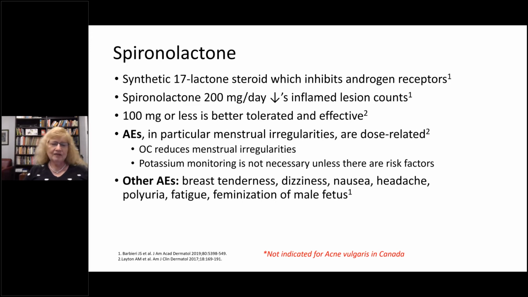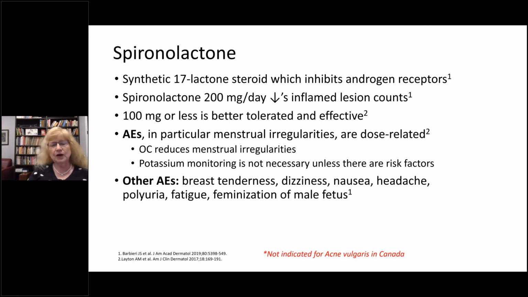You can have breakthrough bleeding. Sometimes people will have breast tenderness. I used to monitor potassium because it does tend to retain potassium. I used to monitor on people, but it's no longer necessary unless perhaps somebody had renal failure where their potassium might be high in the first place. So for most people who are healthy, especially our acne population, monitoring potassium is not necessary.